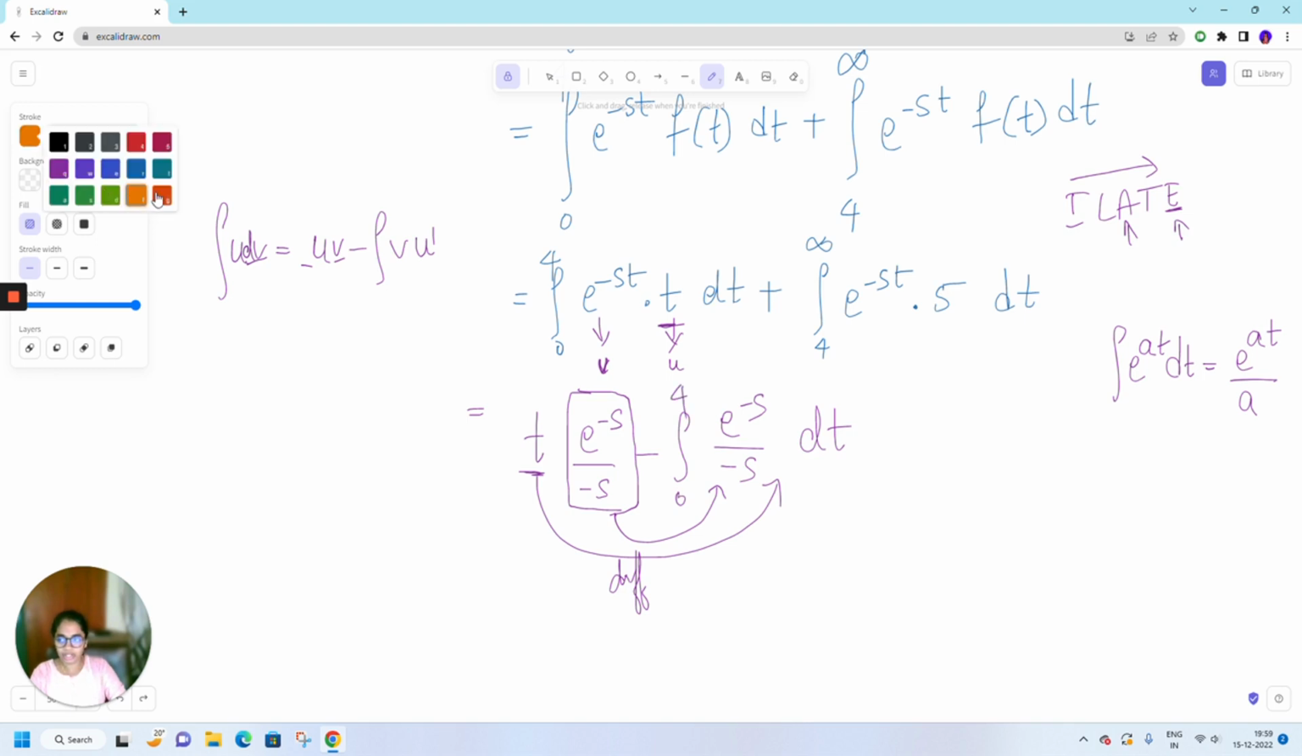Now let me integrate the second term. What is the second term? e power minus st. 5 is a constant. Can I take that out?